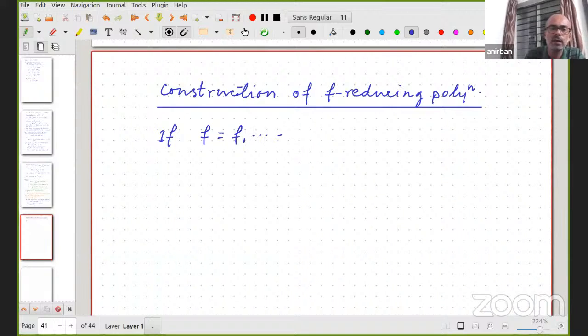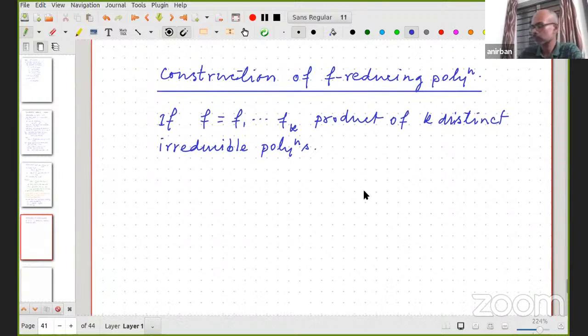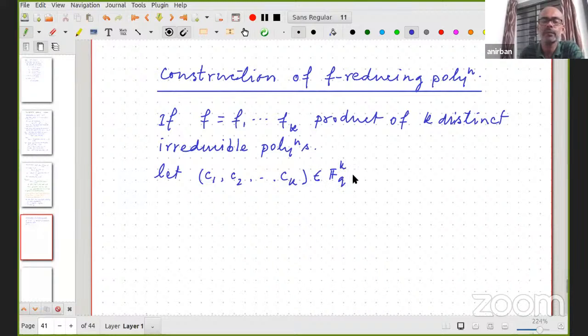Suppose f is now f1, f2, ..., fk, a product of k distinct irreducible polynomials. Now let's look at a k-tuple c1, c2, ..., ck. So this is a k-tuple in F_q^k, so all these coordinates are elements of F_q.